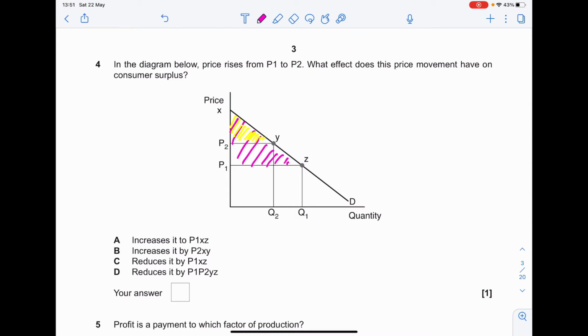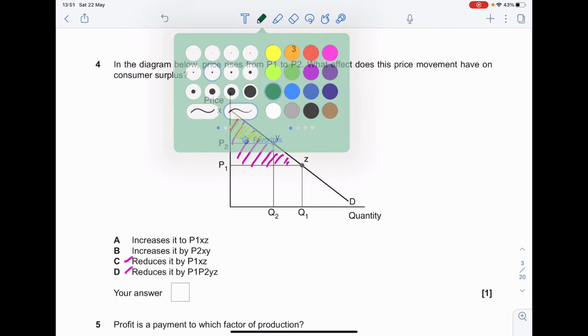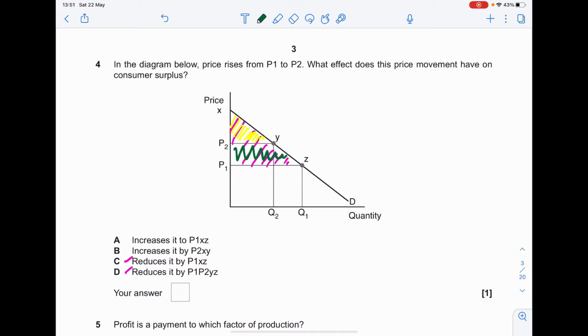So that means it's going to be one of these. It's going to be C or D. And it's fallen by the trapezium. So I'm just going to shade that in green. It's fallen by the trapezium, which is P1, P2, Y, Z. So the correct answer is D.